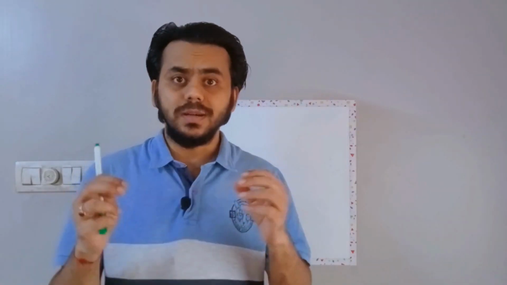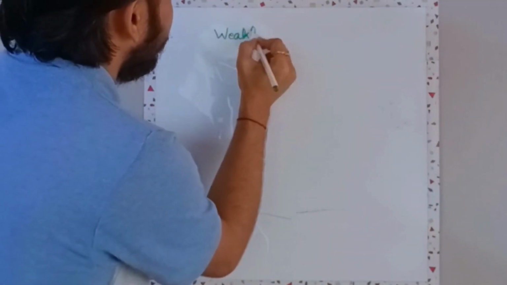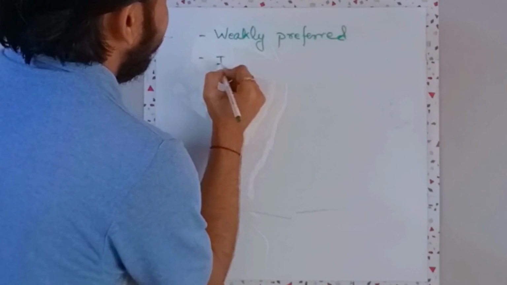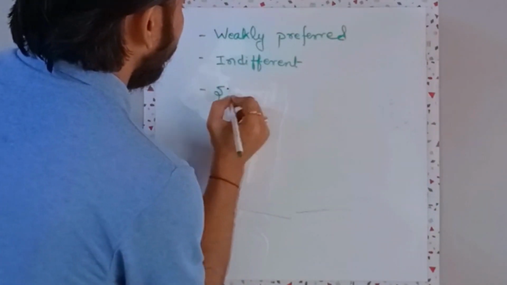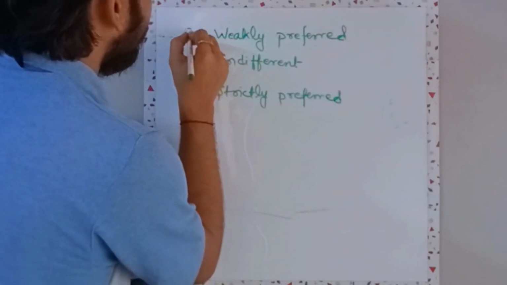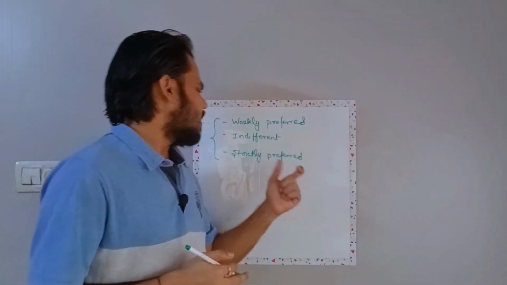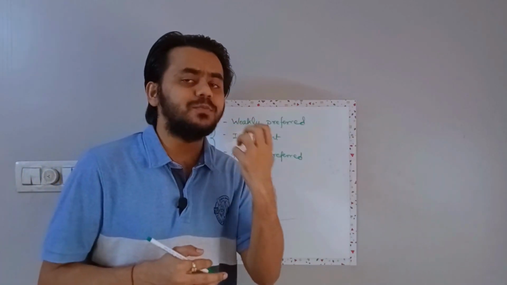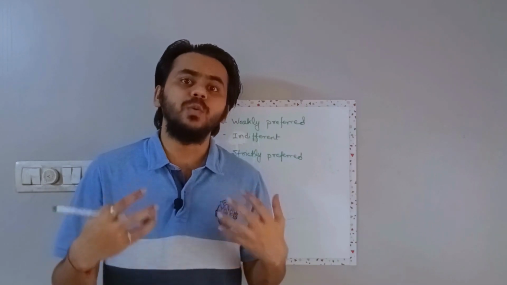When we talk about consumer preferences, there are essentially three things which we are looking for. What are those three things? The first is weakly preferred. The second is indifferent. And the third is strongly, or strictly, preferred. Now, what is the meaning of these? Weak preference, indifference, and strict preference. When I say I weakly prefer a consumption bundle over the other, what I mean is it's like a greater than or equal to kind of thing.